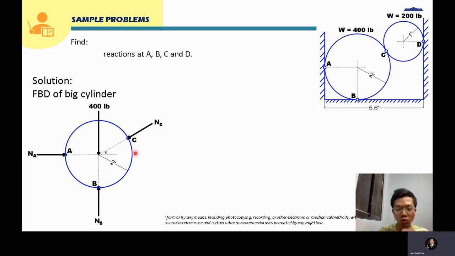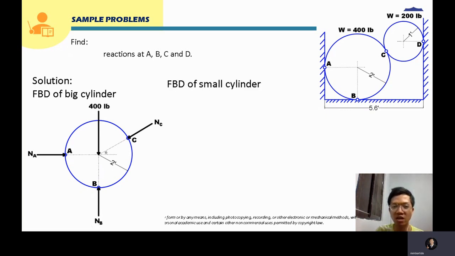Okay, so if you extend this NA, this NB, and this N sub C, if we extend their lines of action, they will all meet at this point, no? So this is actually a concurrent force system, no? So this N sub C is at angle theta from the horizontal. We don't know yet the value of this theta, no?